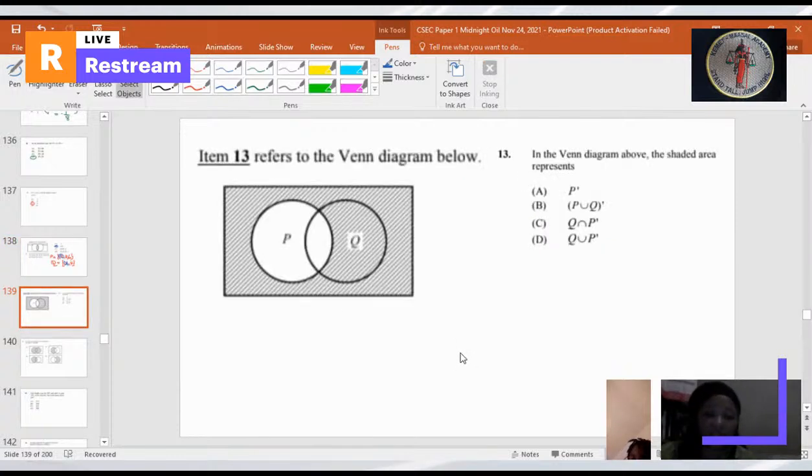Item 13 refers to the Venn diagram below. In the Venn diagram above, the shaded area represents what?